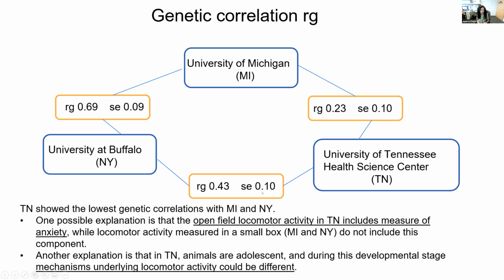And so we think that one possible explanation for this low genetic correlation for the Tennessee locomotor trait could be that the open field locomotor activity in Tennessee includes a measure of anxiety, while the locomotor activity measured in a small box for the Michigan and New York cohorts does not include this component. Another explanation is that in Tennessee, the animals are adolescent, and we think that maybe during this developmental stage, the mechanisms underlying locomotor activity could be different.